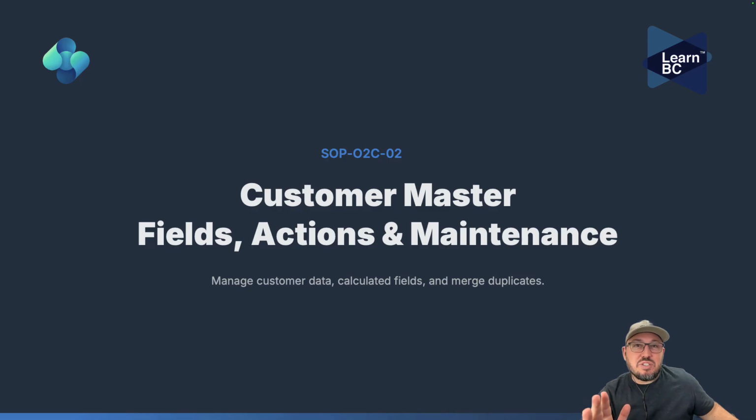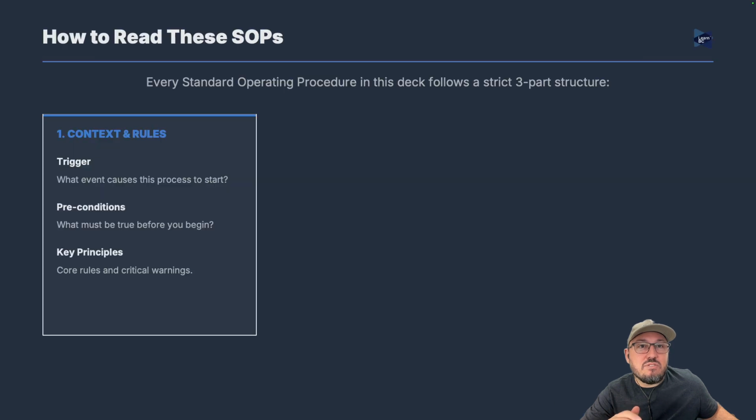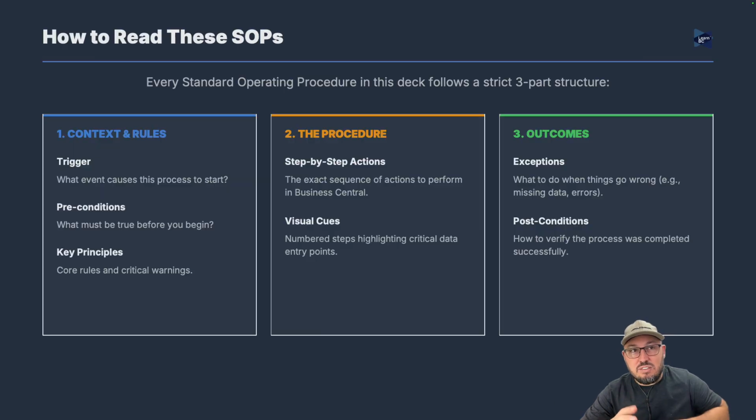So the purpose of this video is to give you a bit of confidence around a customer record as a salesperson. Each of our videos covers three things, most importantly the context and rules: the trigger, preconditions, key principles; the procedure, which is step-by-step actions, and doing a demo. Then we go through exceptions and post conditions.